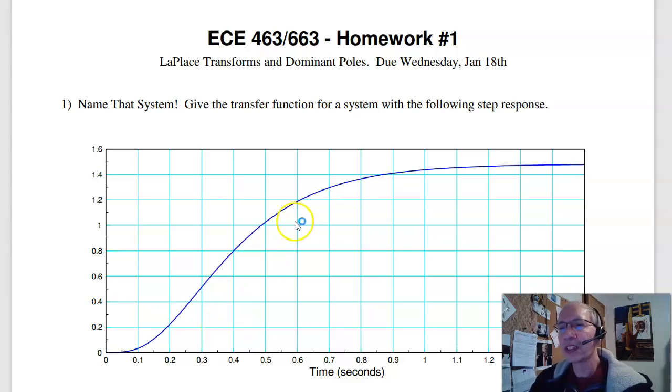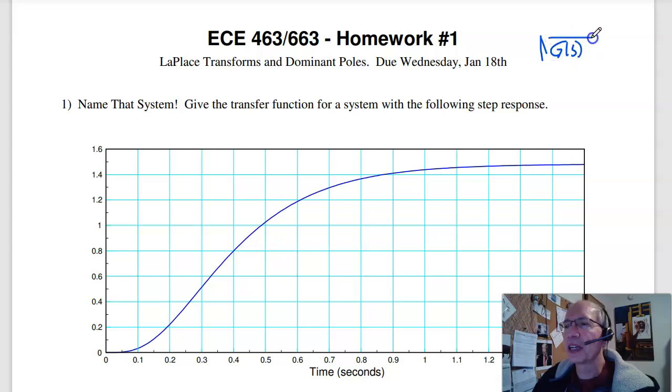In signals and systems, you look at, given a transfer function, G of s, and an input, find the output. Well, this is, if I know the input is a step input, I know the output, find G of s.